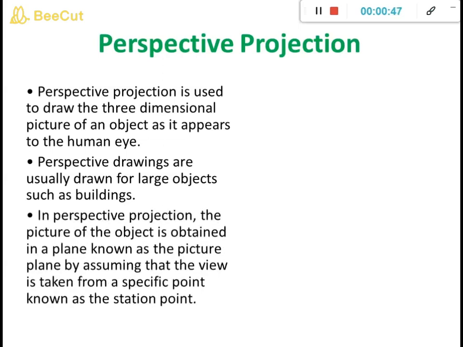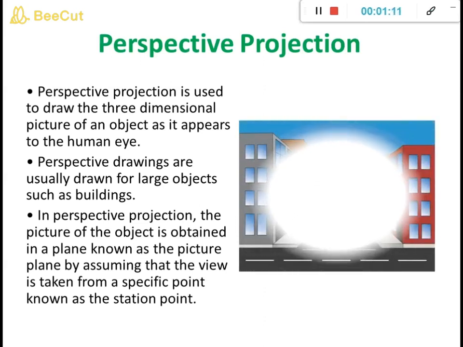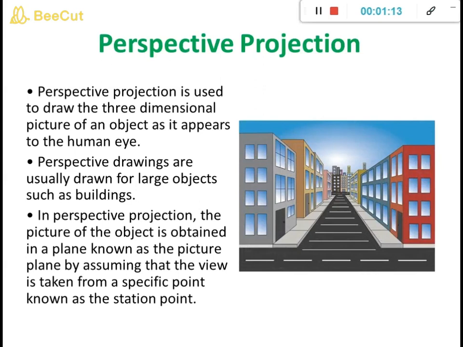In perspective projections, we get the picture of the objects in a particular plane known as a picture plane. It is not a front plane or horizontal plane. We are watching the objects from a particular point, known as the station point, and we will discuss the terminologies in the later slides. But let's see one picture of the perspective projection.